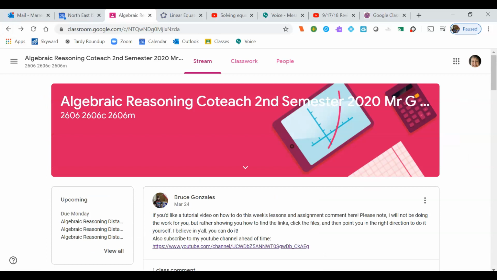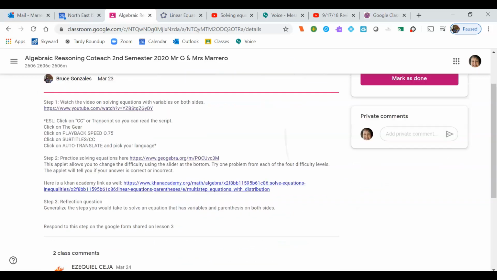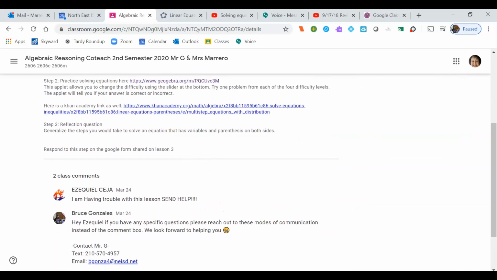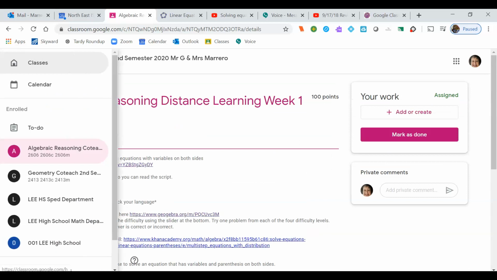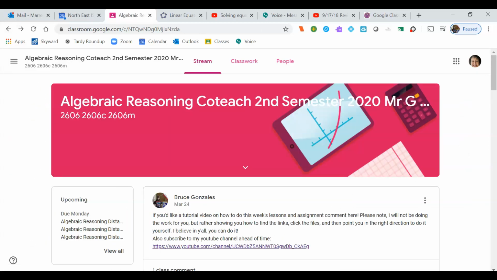Again, back to week 1, lesson 1, respond on the Google form. Every single one of these instructions tells you to respond on the Google form, right? So that's what we're going to do.